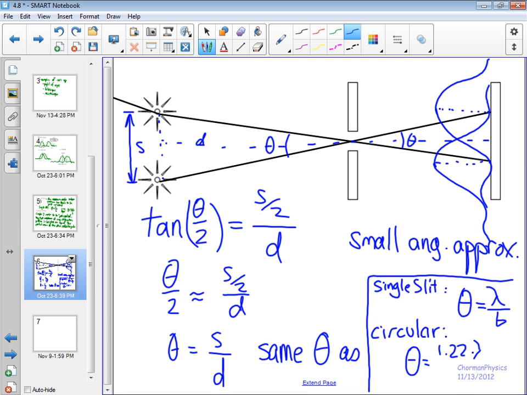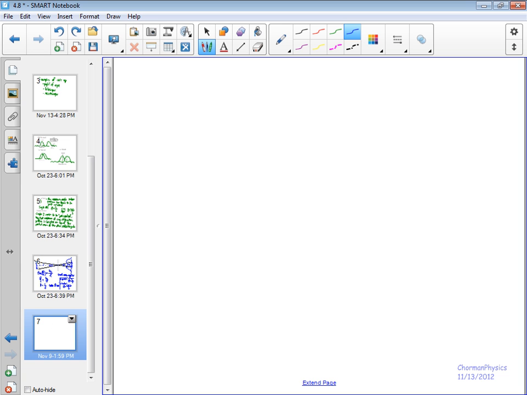Theta is equal to lambda over b. And for a circular aperture, theta is equal to 1.22 times lambda over b. These are the angular half widths, from basically the central maximum to the first minimum. That's the same distance as the thetas we've been talking about. And that's pretty much it. We're just equating both of those thetas, and those are the types of problems we're going to be solving.